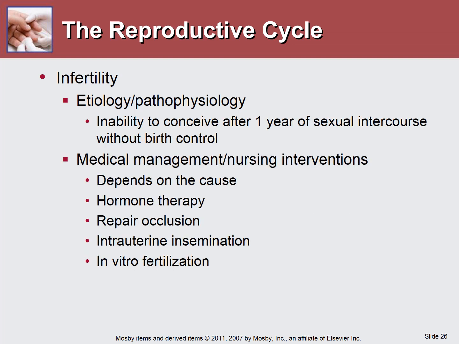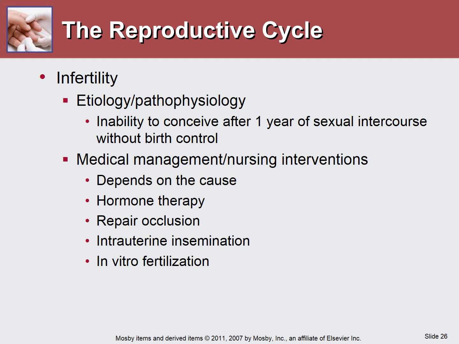Infertility is the inability to conceive after 1 year of sexual intercourse without birth control. Infertility can be caused by other things such as pelvic inflammatory disease, mumps back in the day, or undescended testicles, because if your testicles are in the abdomen for the male, there's no sperm, right? So they will be infertile.